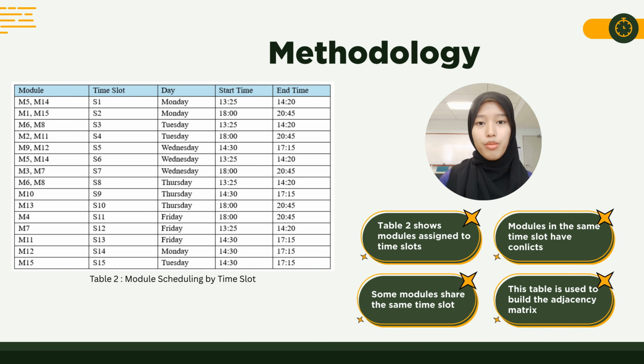Next, based on Table 1, we construct Table 2, which is named module scheduling by time slot. In this table, time slots are labeled as S1, S2, S3, and so on. Modules that are assigned to the same time slot are grouped together. When a time slot contains more than one module, it indicates a conflict between those modules. Table 2 is then used to construct the adjacency matrix.